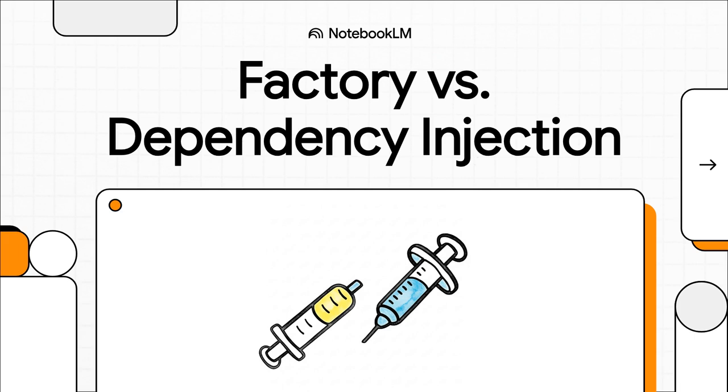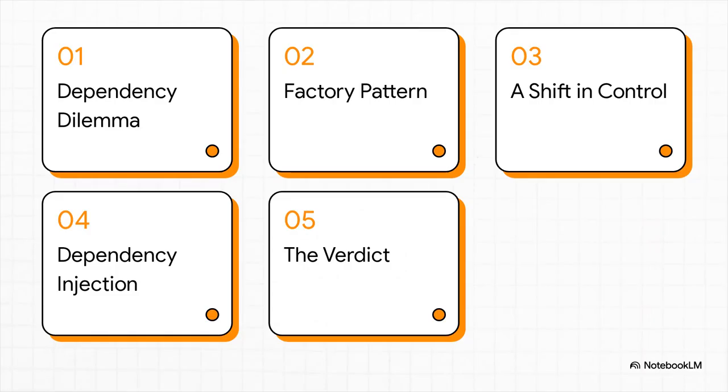It's really a battle for control, and trust me, understanding this is going to change how you look at your code. So here's our game plan for this explainer. First, we'll tackle the main problem, what we're calling the dependency dilemma. Then, we'll check out a classic fix, the factory pattern. From there, we'll dive into a huge paradigm shift called inversion of control, which, you'll see, leads us straight to dependency injection. And finally, we'll put them head-to-head to see what the final verdict is.